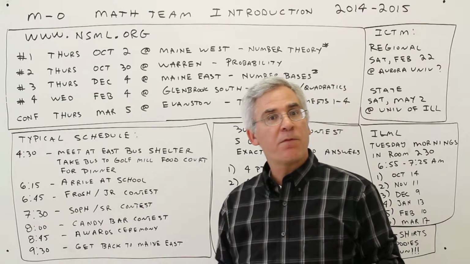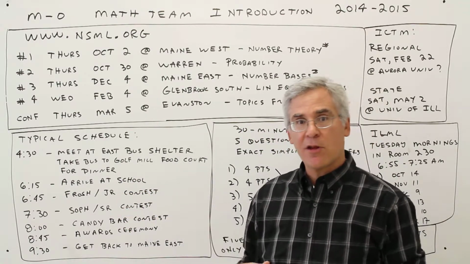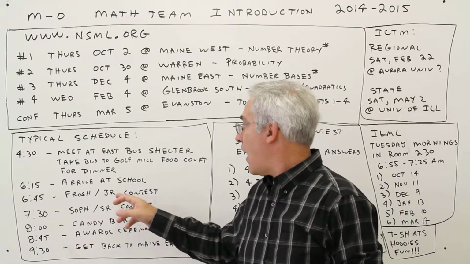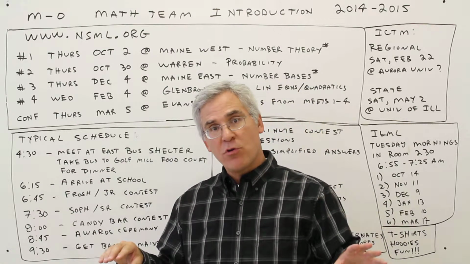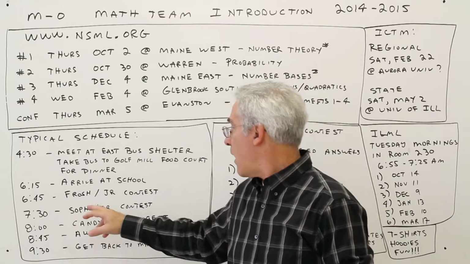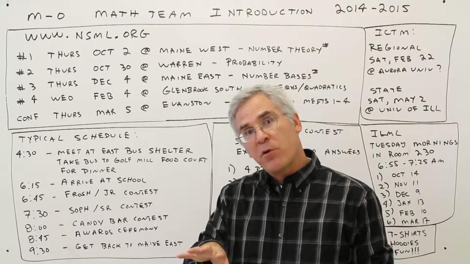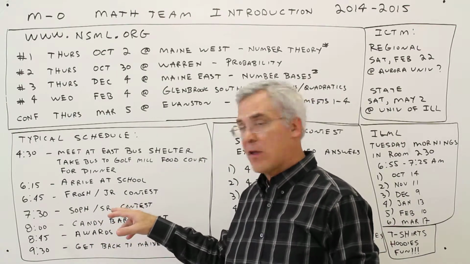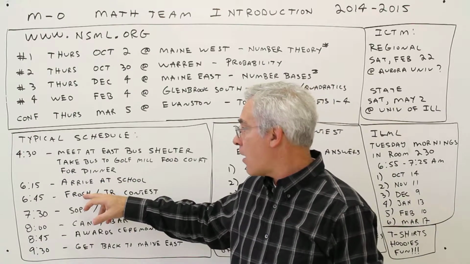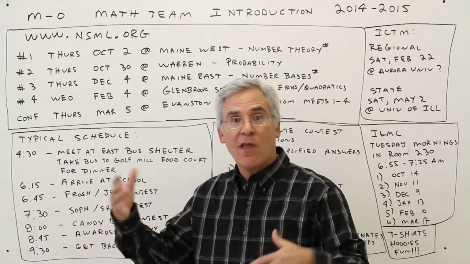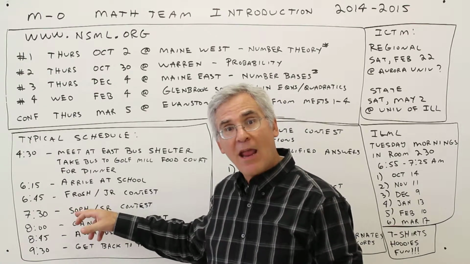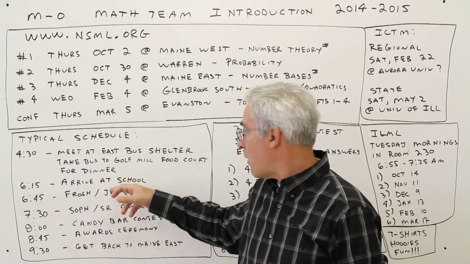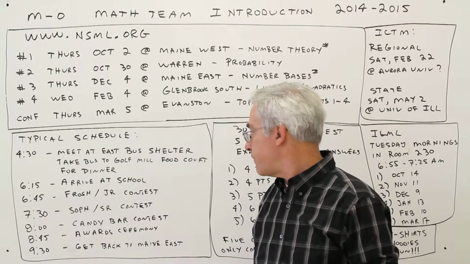Usually around 6:15, we'll arrive at the school, get settled into a classroom. At 6:45, the freshmen take a contest and the juniors take a contest. At 7:30, the sophomores take a contest and the seniors take a contest. And that way, if you're a freshman, let's say in accelerated geo-trig, you can participate on both the freshman and sophomore, and likewise for junior and senior as well.